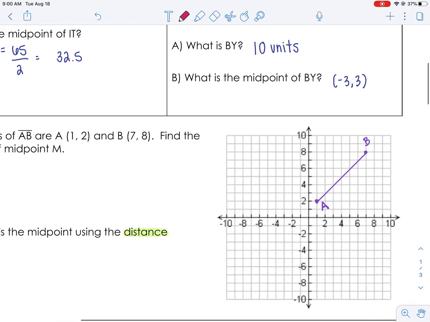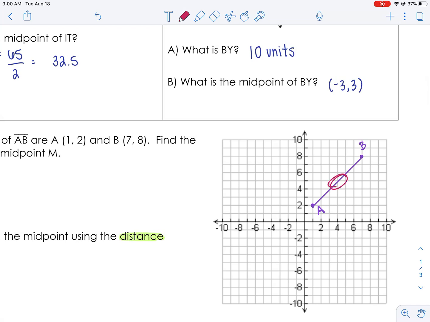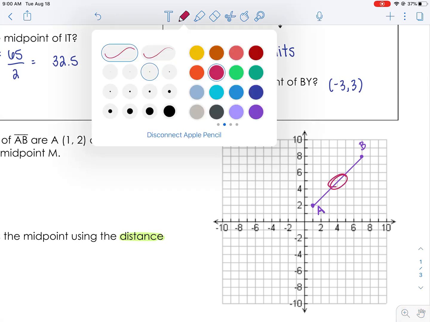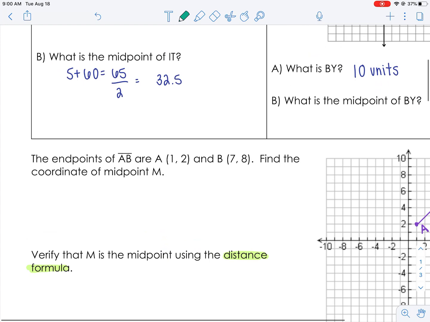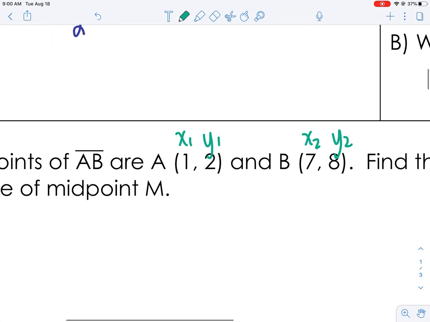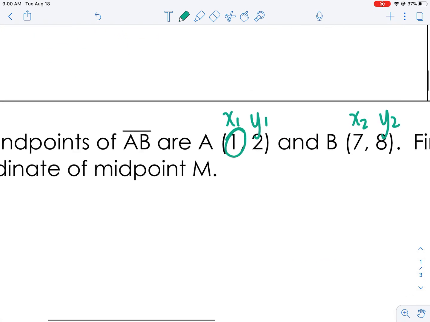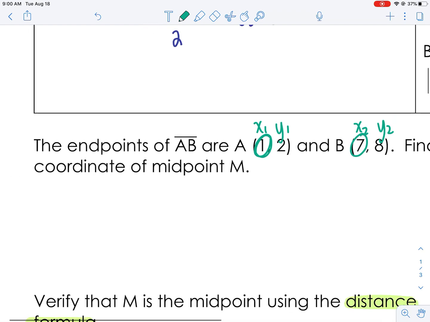We have an idea of where it should go, right around here, but now we're going to figure out if we're actually right or wrong. So add my x's, and I could label my points x1, y1, x2, y2. I'm going to add my x's, so 1 plus 7 is 8. 8 divided by 2 is 4.